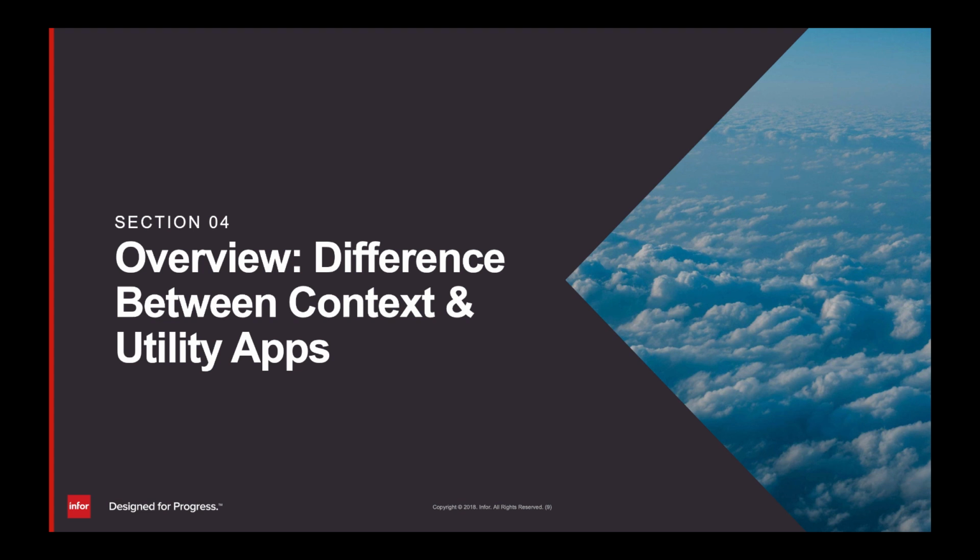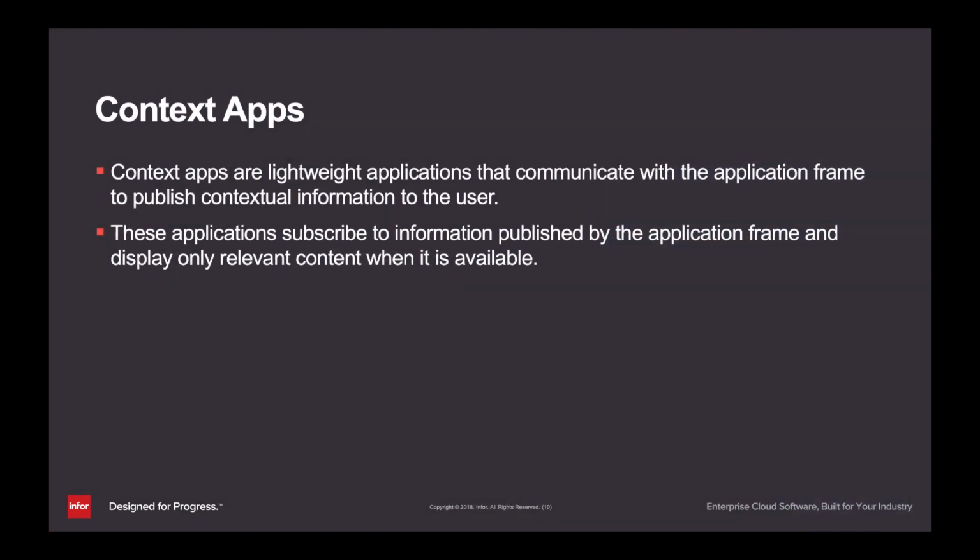Before we move on to associating context and utility apps to an application, let's briefly touch on the difference. Both are pluggable user interface components occupying a small panel on the right side of the screen. What makes them different? A context application is a lightweight application that reacts to the user behavior in the main application running on Infor OS. These applications follow the standard Infor Business Context Protocol and can display contextual information dependent on the application frame.